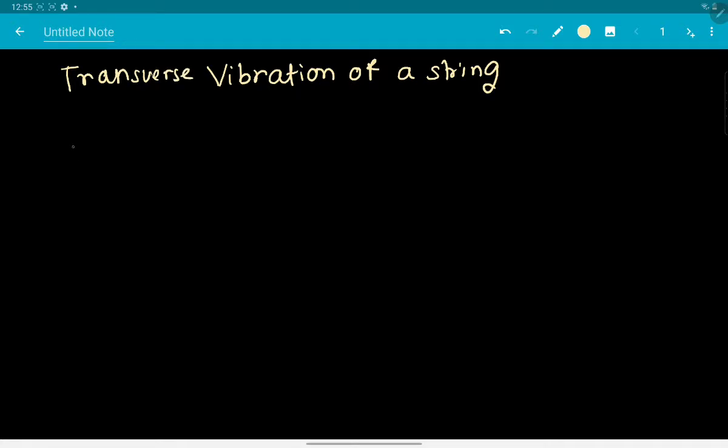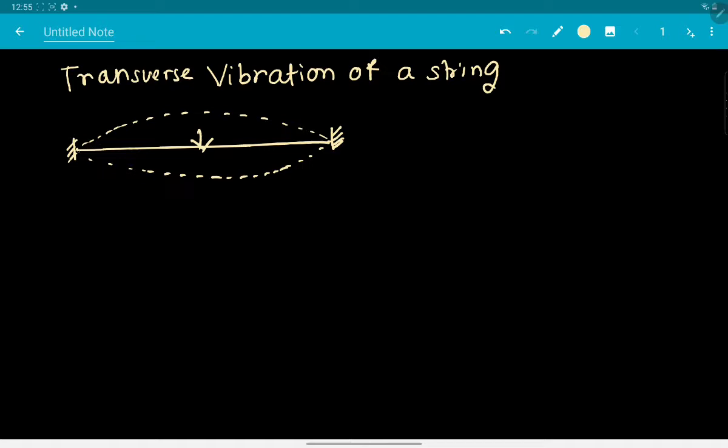Okay, so assume that there is a string which is fixed at two edges. Let's say if you give certain initial condition to it, and then it performs vibration in the transverse direction, a direction which is transverse to its length. So this is the length direction, transverse to this direction the string is performing vibrations, and we are going to first of all derive the equation of motion for this vibration, and then we are going to see how we can solve this system.